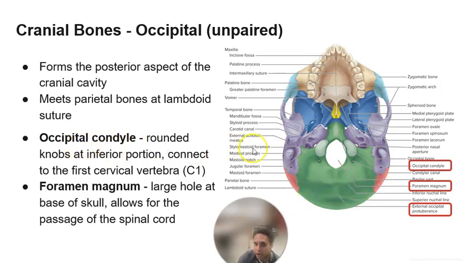Next, we have the occipital condyle. When two bones meet together, they attach or form a joint through those condyles. Those are rounded knobs at the inferior portion. Again, inferior means the bottom. Those are important because they connect to the first cervical vertebra, which is C1. If you remember from last week, C1 is called the atlas and C2 is called the axis. So C1 connects to the head through this occipital condyle over here. So we have the occipital condyle, the foramen magnum, and then over here the external occipital protuberance, which I don't think you have to know the function of.